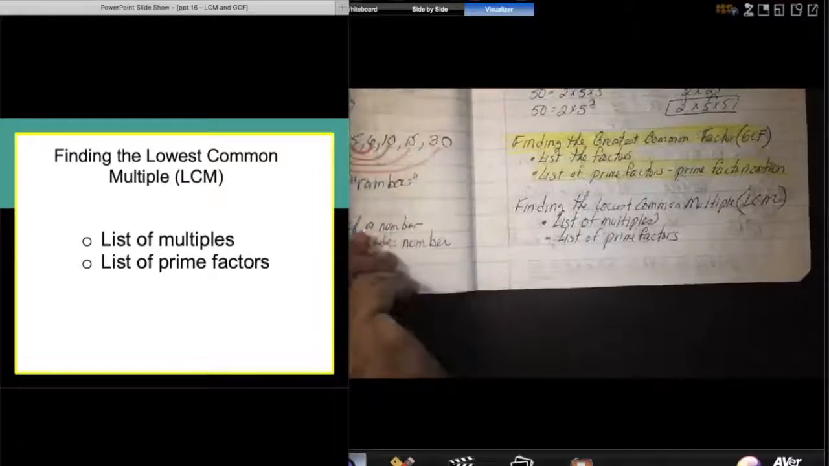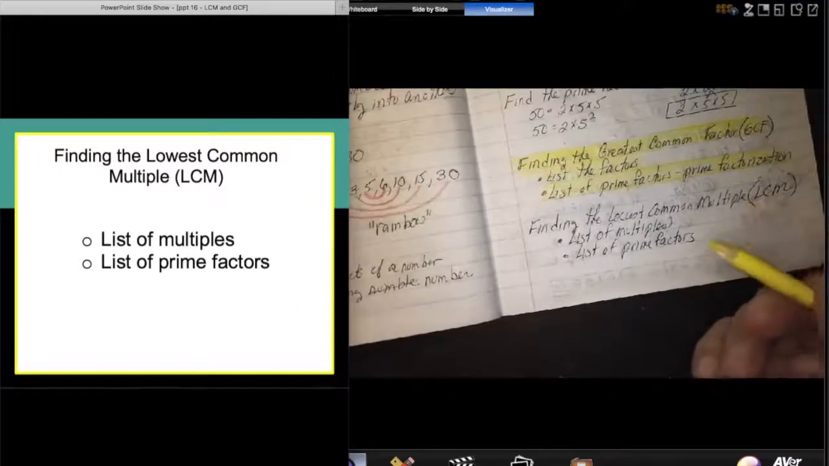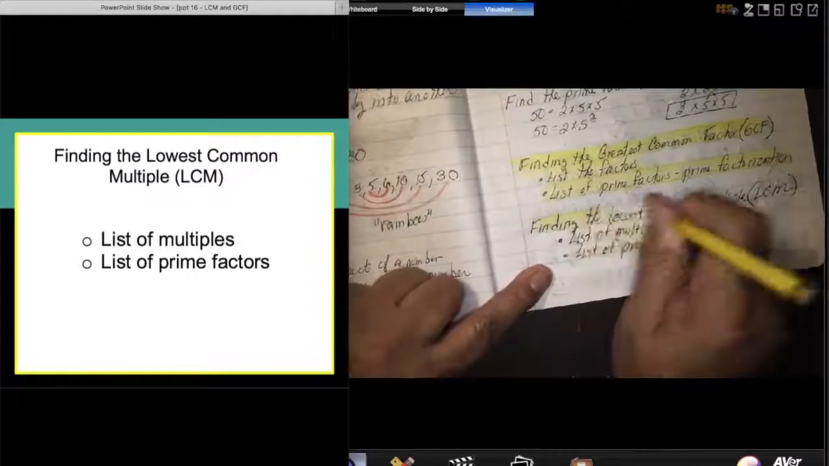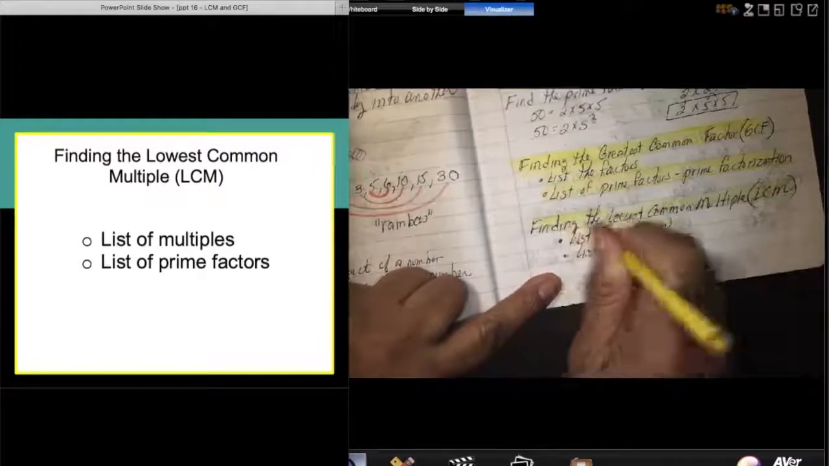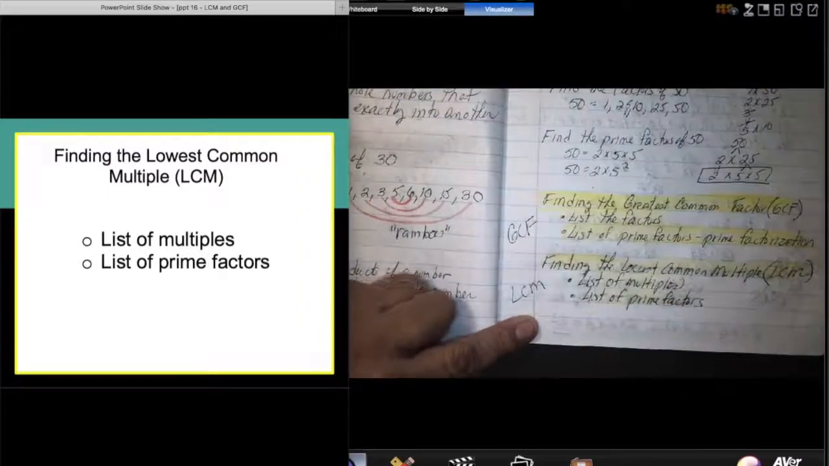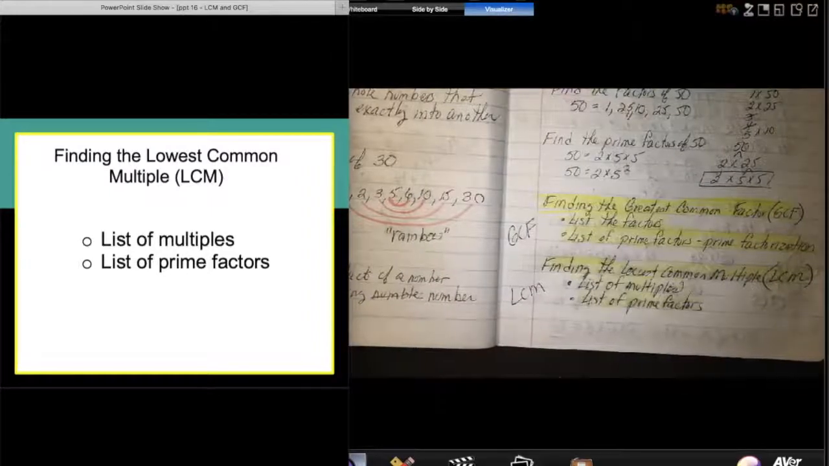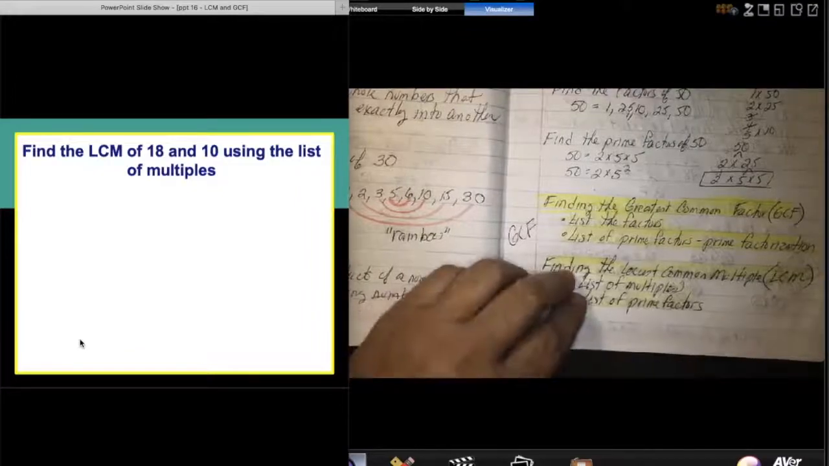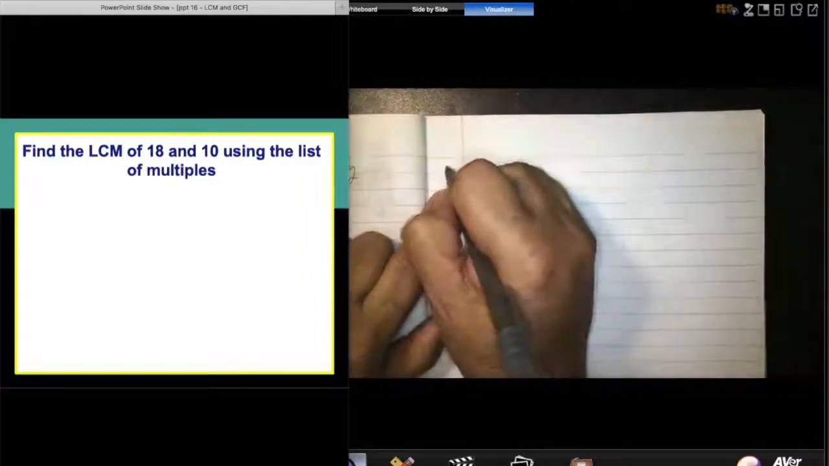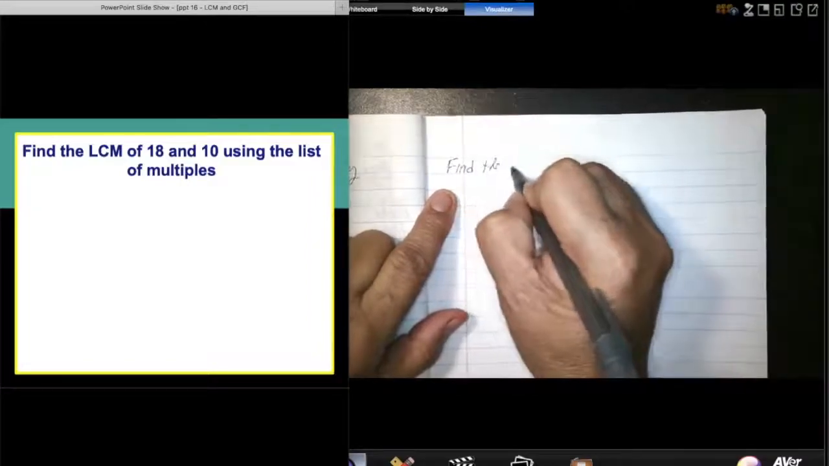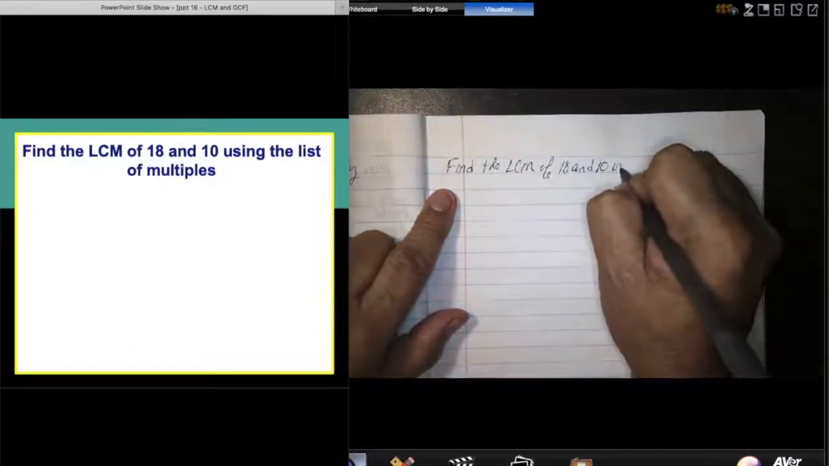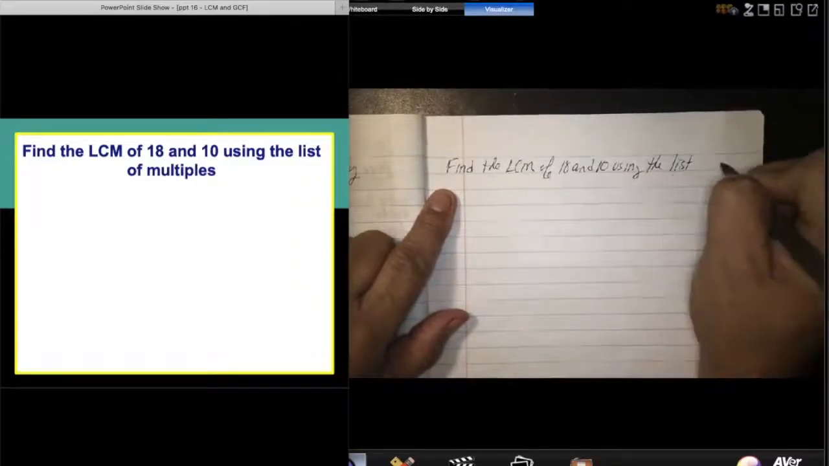Let's go ahead and highlight this to make sure it stands out. Okay, so let's go ahead and do an example. Let's find the LCM of 18 and 10 using the list of multiples.